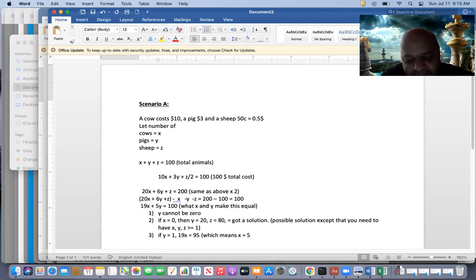Right? 19x is equal to 95. That means x is equal to 5. And if x is equal to 5 and y is equal to 1, then how many are the remaining z? 100 minus 5 minus 1. So it will have to be 94, right? Then z is equal to 94.